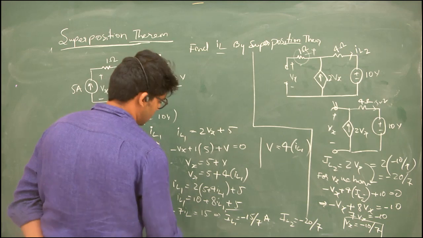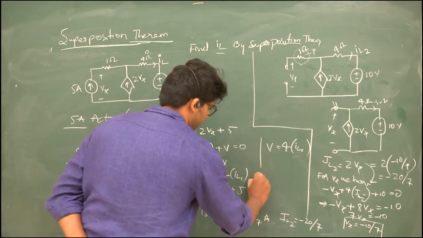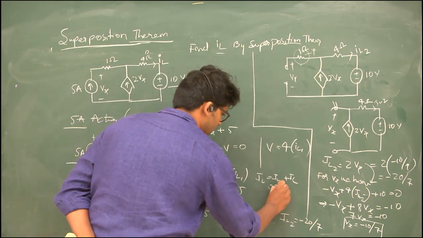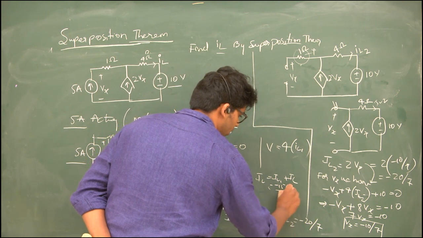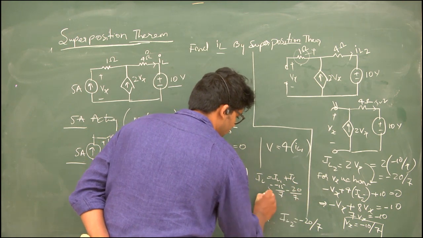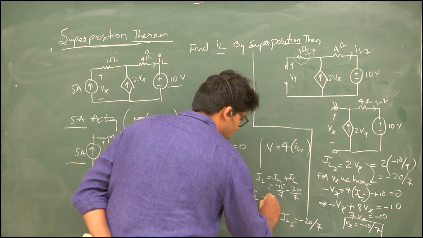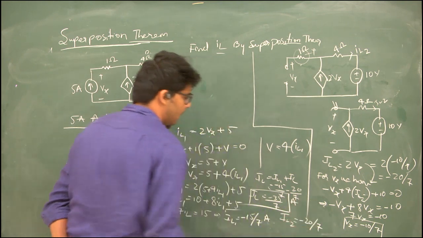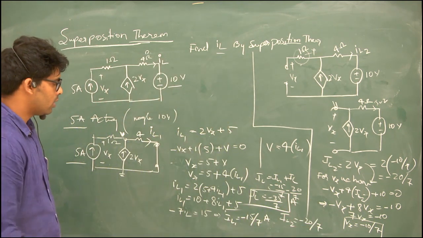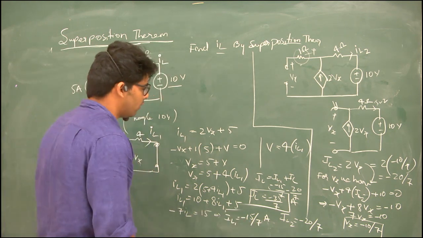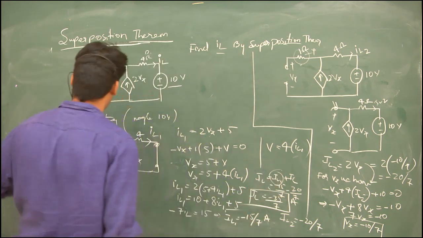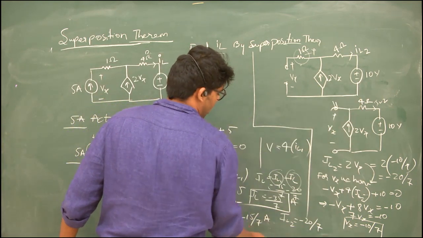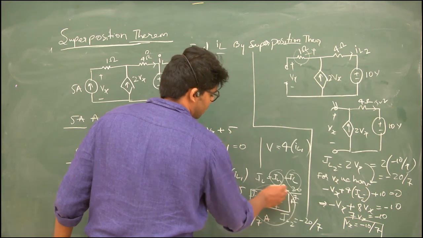Therefore the total response is IL equal to IL1 plus IL2, where IL1 is minus 15 by 7 and IL2 is minus 20 by 7. Therefore the total value is minus 35 by 7, so IL is minus 35 by 7 amps. This is the type of solving: IL1 is the response due to the 5 amps, which we solved, and IL2 is the response due to the 10 volts, and adding them we get the total response.